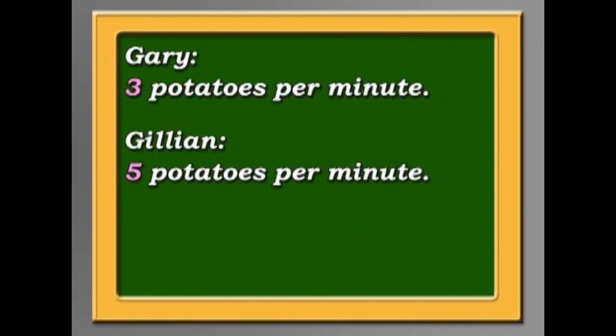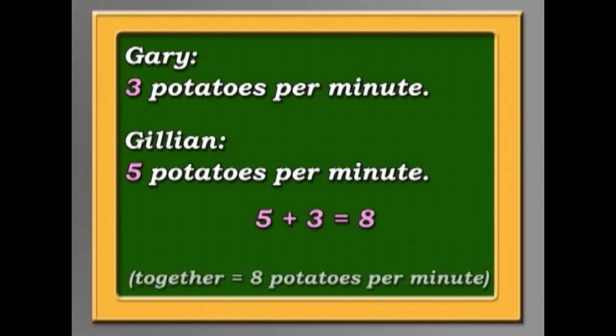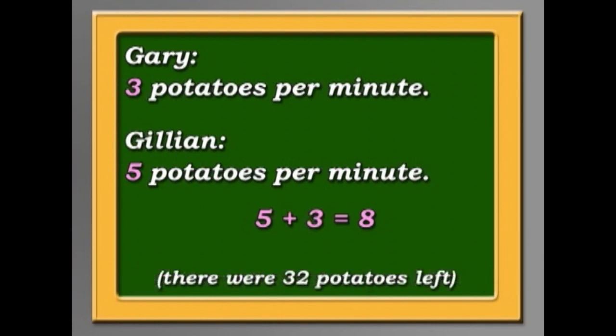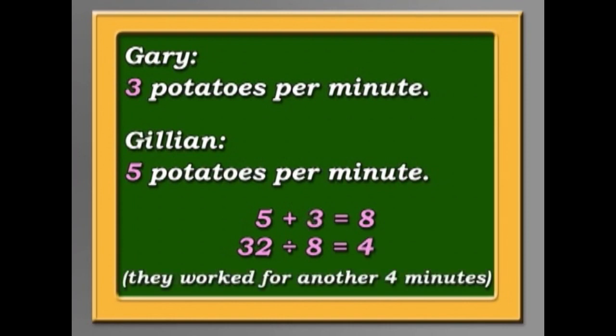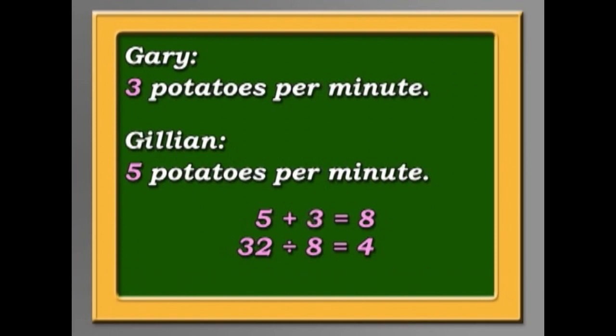Gary and Gillian, working together, can peel 3, that's Gary, and 5, that's Gillian, potatoes a minute. 5 and 3 make 8, so together they can peel 8 potatoes a minute. Now remember, when Gillian joined him, there were 32 potatoes left. 32 divided by 8 is 4, so they worked for another 4 minutes. I've done the hard work for you. Now you work the rest out yourself.